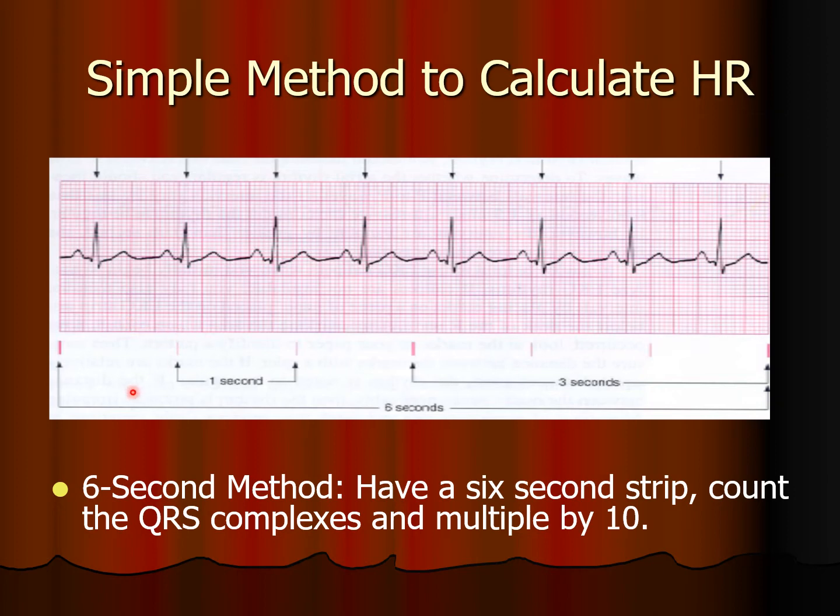Okay. So in a regular strip, if you have a 6-second marker on here, you count the R waves, the tippity top. 1, 2, 3, 4, 5, 6, 7, 8. And then multiply that by 10. You have a rough idea that this rate is around 80. Pretty cool, huh? You cannot use that for an irregular heart rate.